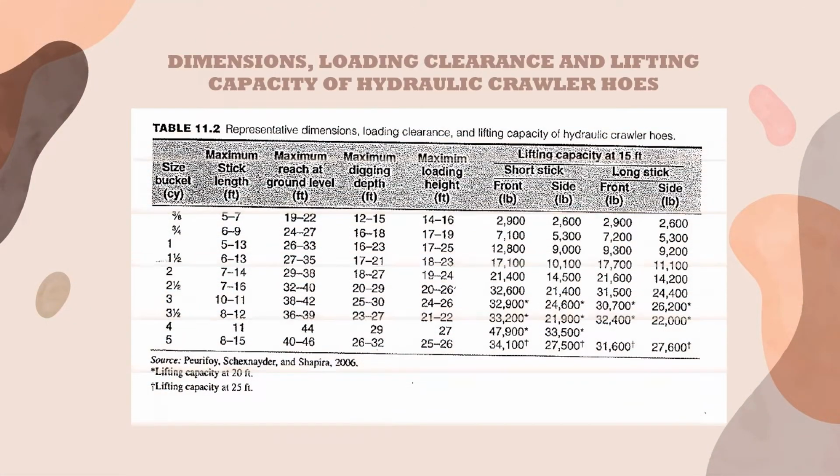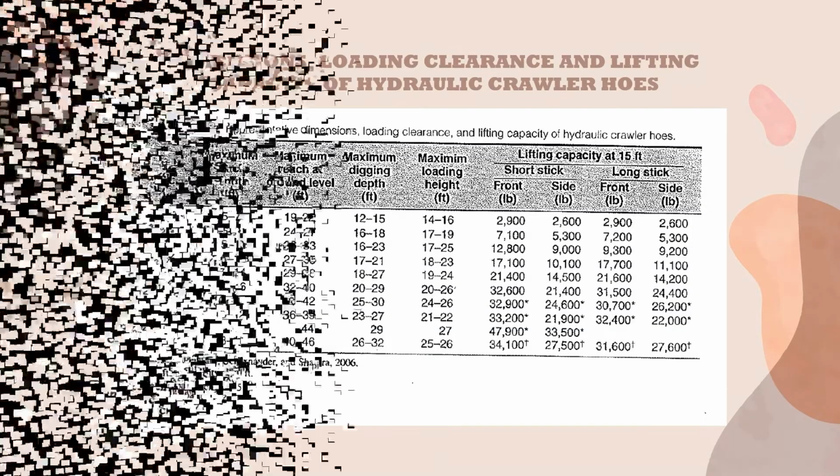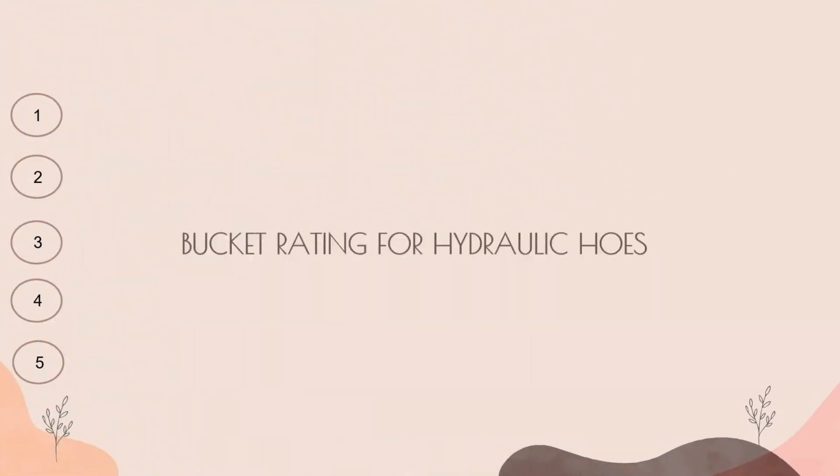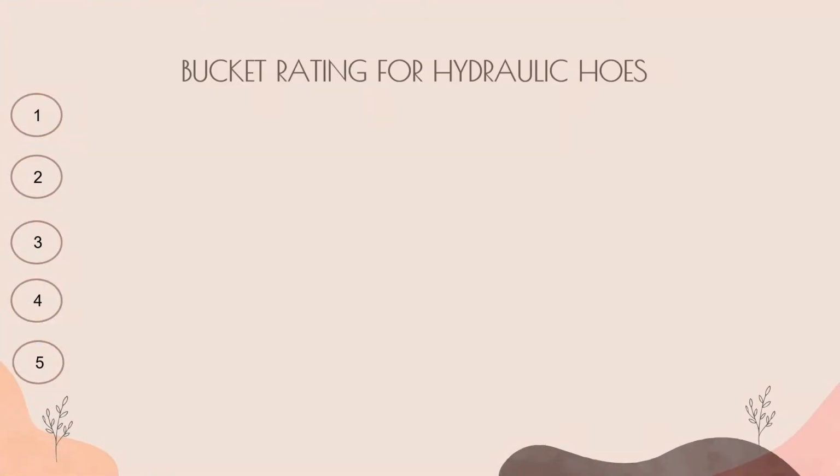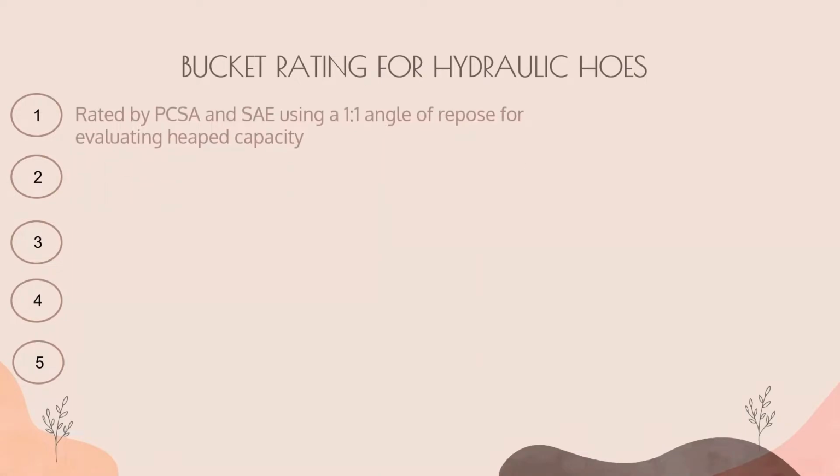Table 11.2 shows the dimensions, loading clearance and lifting capacity of hydraulic crawler hoes that we commonly use in construction. Bucket rating for hydraulic hoe: PCSA and SAE use a 1-to-1 angle of repose for evaluating heap capacity. It is presented in Figure 9.11 in the next slide.